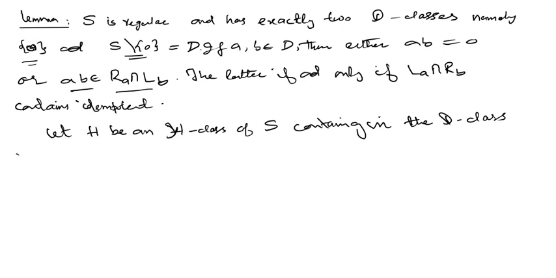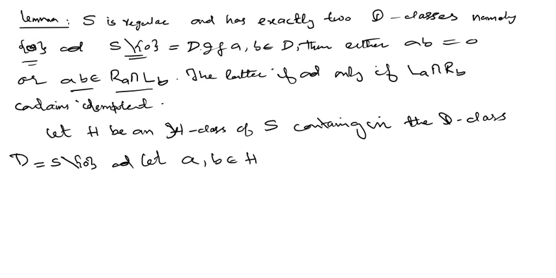Each D class is actually a union of L classes, and an H class is contained in an L class. So this H class must be contained in some D class. Let's take that D class D, which is equal to S minus 0, which we have already seen in the previous lemma. Right, and let's take any two elements, and let these two elements A, B belong to H. So that means they are in D. Then in the previous lemma, either AB equals 0 or the product belongs to RA intersection LB.